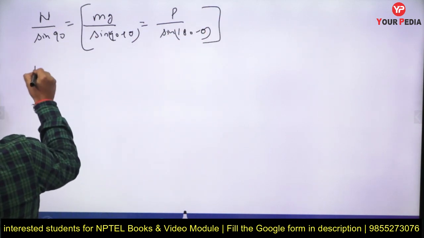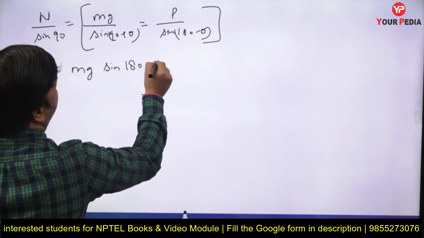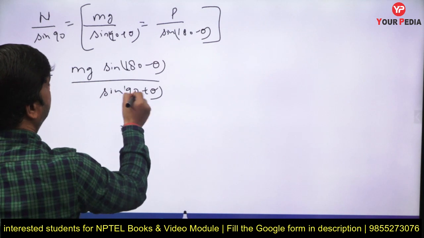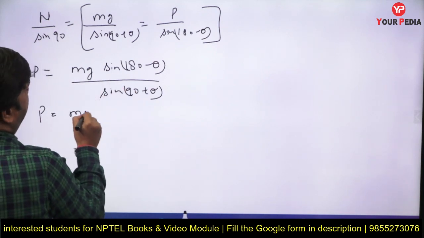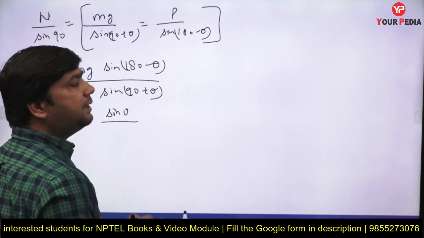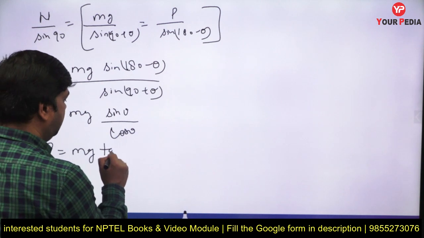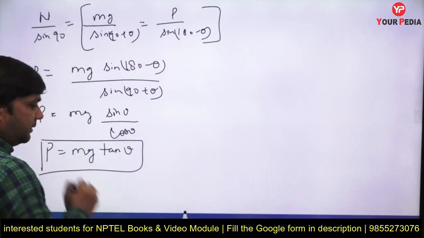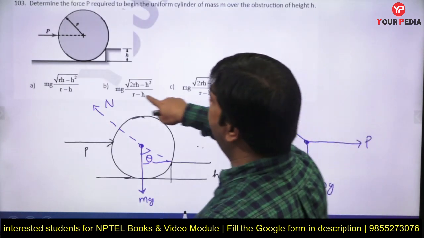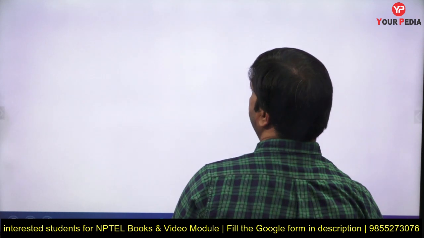So we get P equals mg into sine 180 minus theta upon sine 90 plus theta. Sine 180 minus theta is sine theta and sine 90 plus theta is cos theta. So P equals mg tan theta. But the answer is not in this form. You can see in the question the answer is in terms of mg, r and h. So we have to change the value of tan theta in these terms.